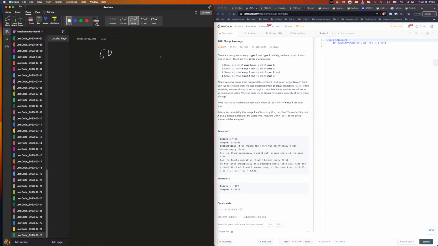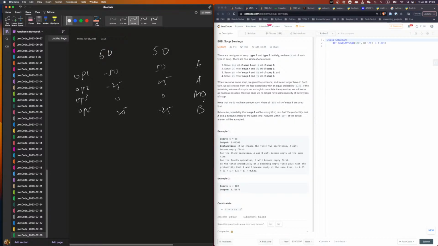So we have 50 and 50. Each option has the same probability. If we do option 1, this becomes minus 50, this is 50, so A empties first. I choose option 2: that's minus 25, 25, A first. Choose option 3: 0, 0, A and B. Choose option 4: that's 25 and minus 25, B.